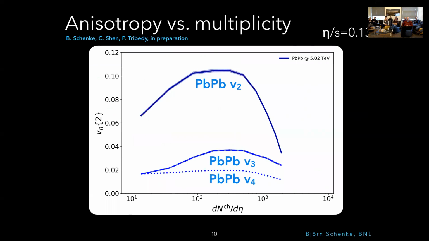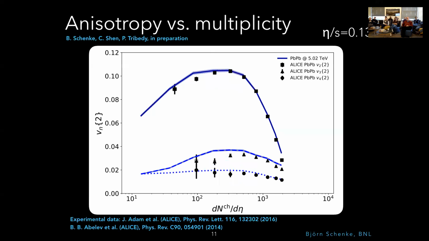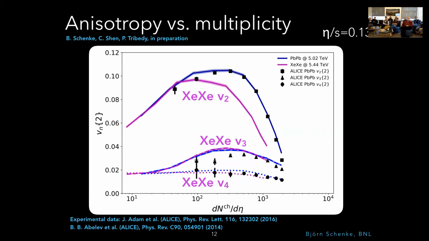In that regime, right? Now I just want to quickly sum up results in heavy ion collisions. This was the calculation for lead at 5 TeV for V2, V3, and V4. Agreement is not quite perfect for V3, but over this wide range, almost 2 orders of magnitude, you get a decent description.